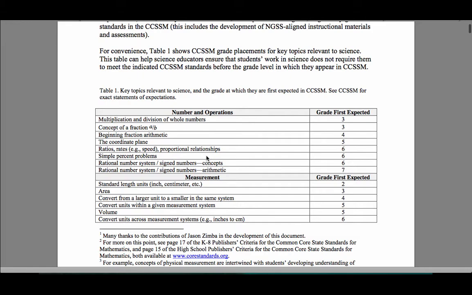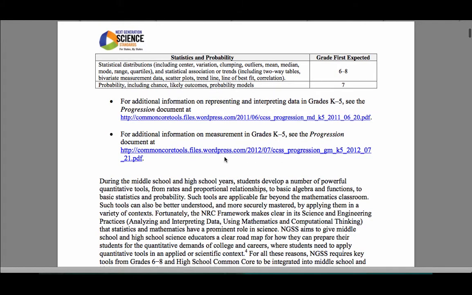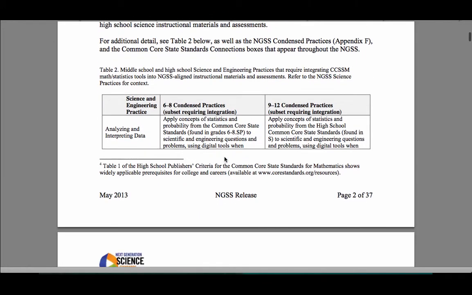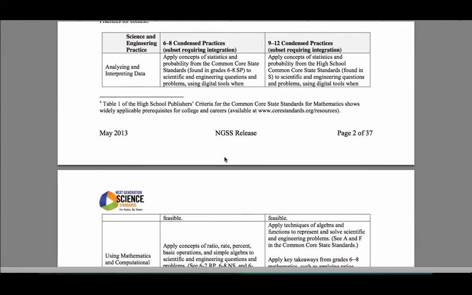After you have looked at Table 1, scroll down to page 2. For additional information on representing and interpreting data in grades K through 5, or for additional information on measurement in grades K through 5, you can click on the 2 progression documents. These go over the Common Core State Standards for Mathematics. Further down the document, you will notice Table 2. These are middle school and high school science and engineering practices that require integrating the Common Core State Standards for Mathematics, math, and statistics tools into the Next Generation Science Standards aligned instructional materials and assessments. Please take a moment and look through Table 2.